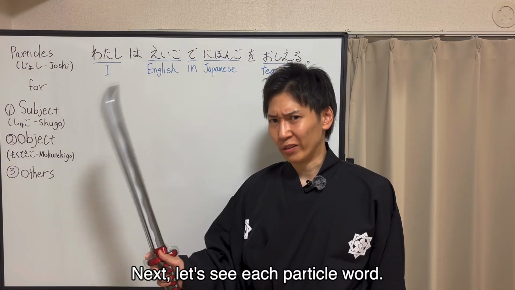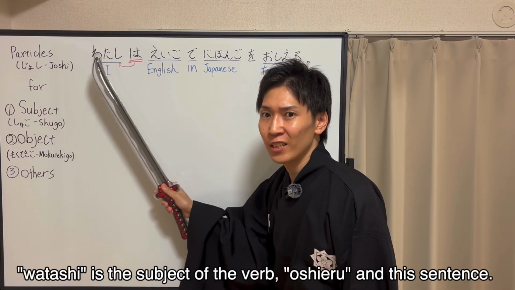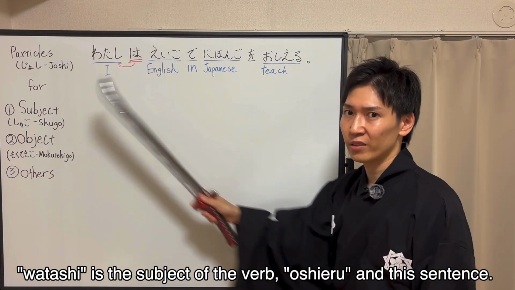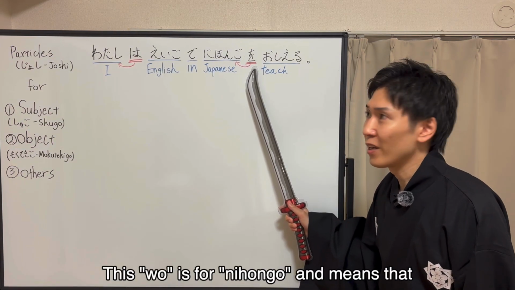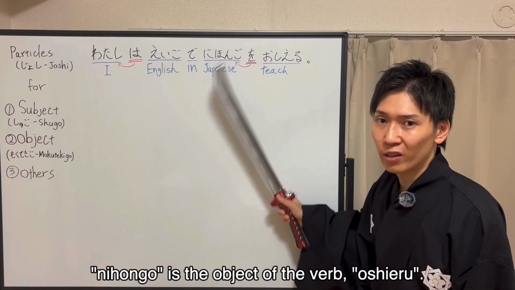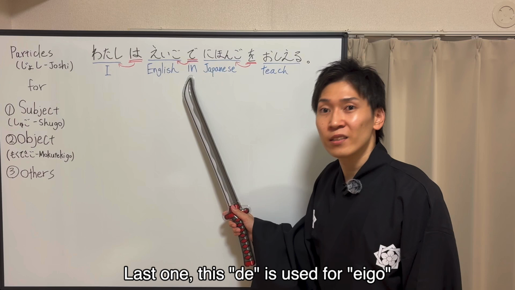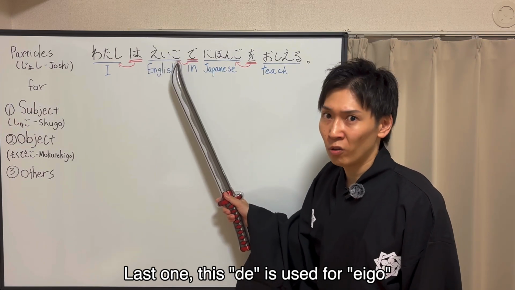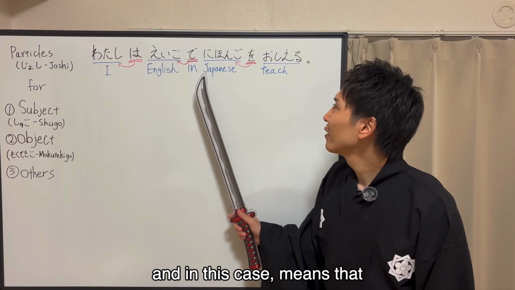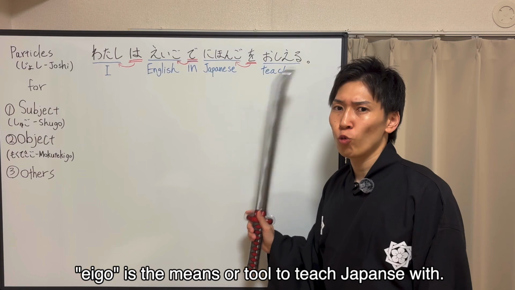Next, let's see each particle word. This word is used for 私 to mean that 私 is the subject of the verb 教える in this sentence. And this word is for 日本語 and means that 日本語 is the object of the verb 教える. And last one, this で is used for 英語, and in this case means that 英語 is a means or tool to teach Japanese with.